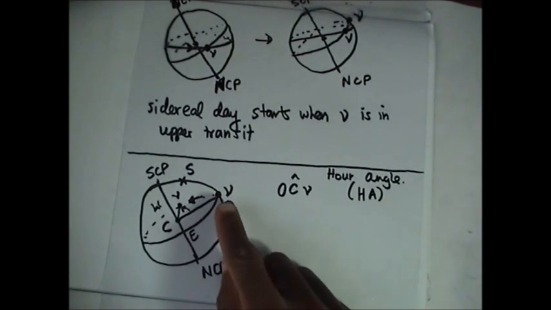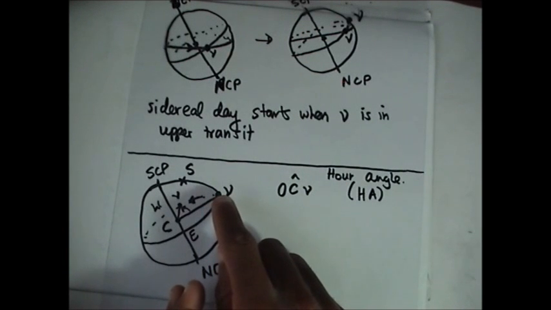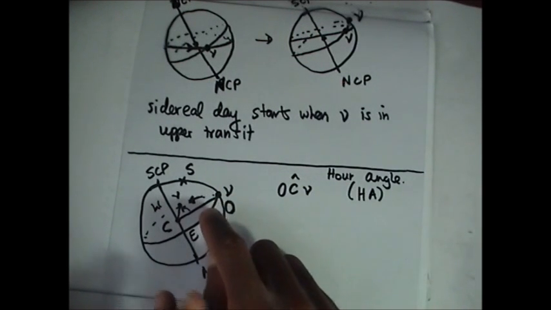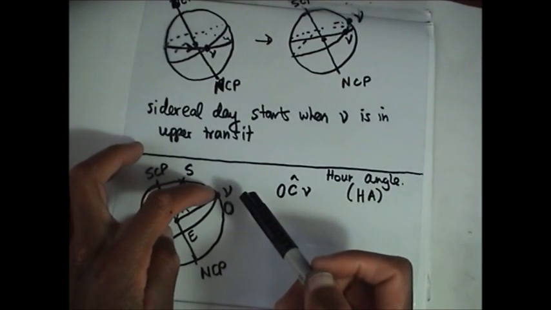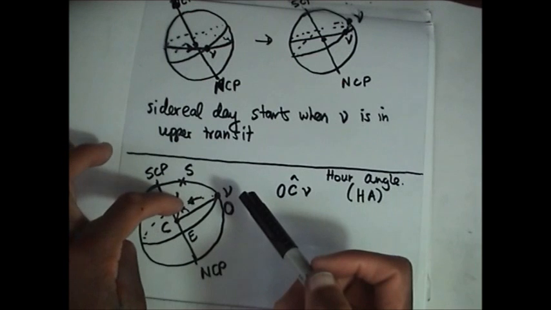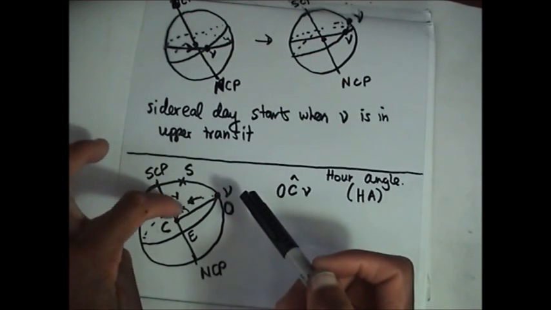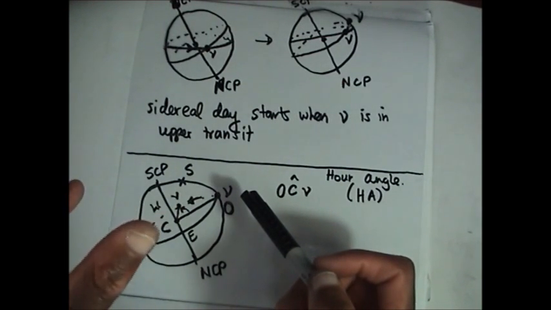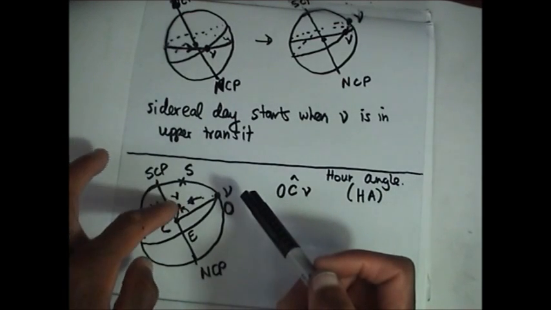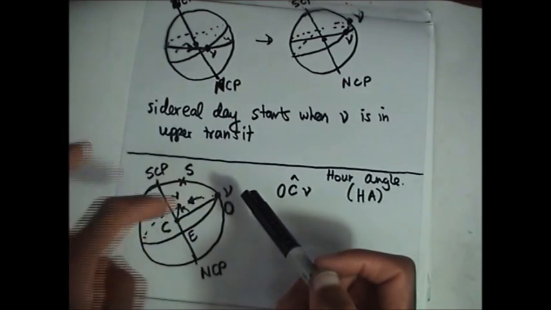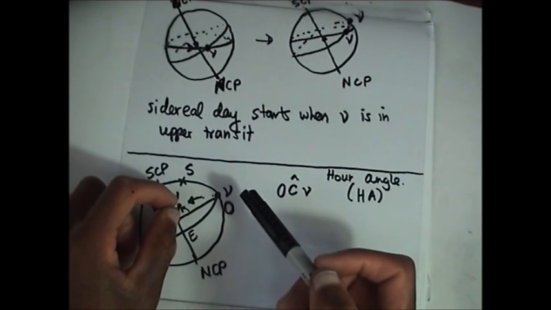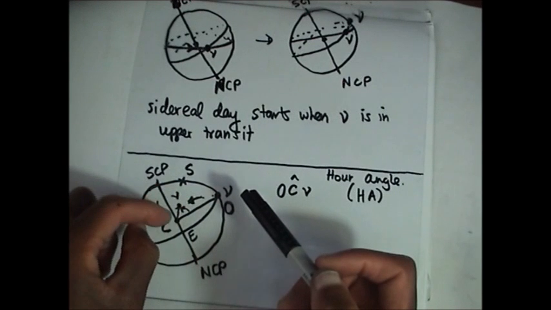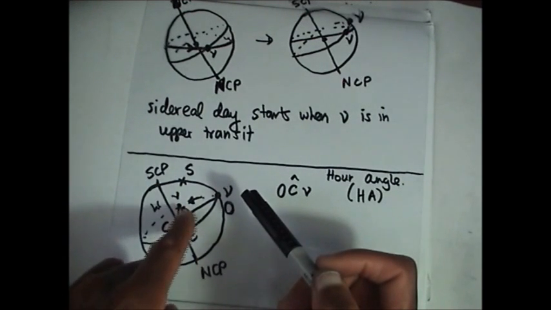So our angle was measured in degrees from the origin O to the point M. In our first equatorial system, that point was M on the celestial equator, and we created our angle OCM. But in this case, we have our V, and V is on the celestial equator. So we can measure our angle OCV, and our angle OCV is going to be our hour angle.